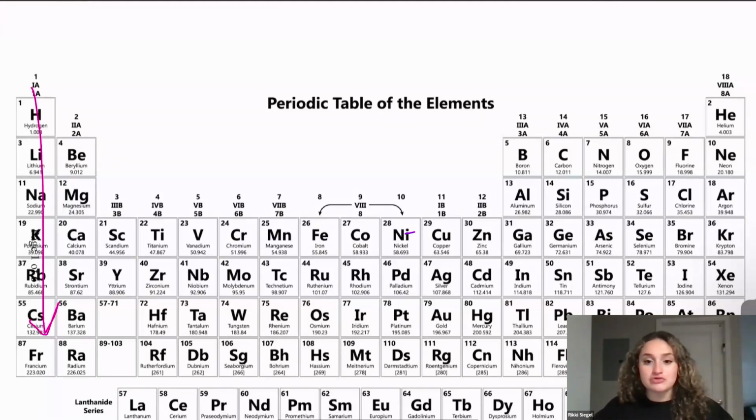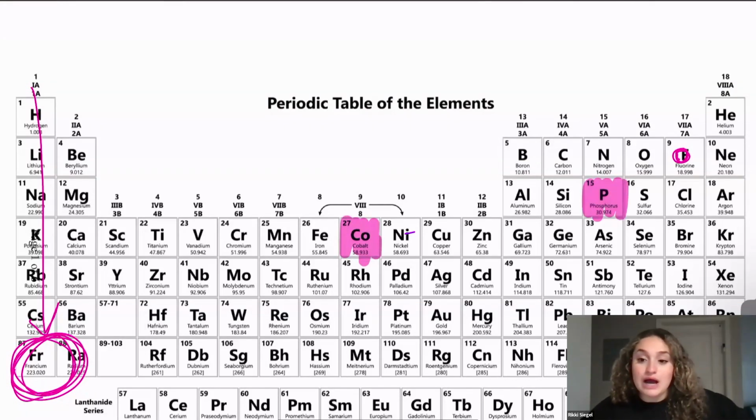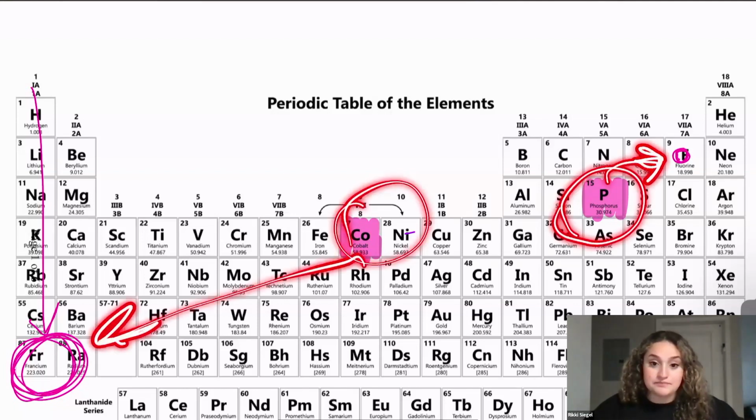Now, as you go down a row, the size gets bigger. So the general rule is fluorine is the skinniest atom there is. Francium, if you go to France, you're going to eat all of the pastries and you're going to get really fat. So francium is our fattest atom. So if we are comparing cobalt to phosphorus, and I were to ask you who has a bigger atomic radius, whoever's closer to fluorine is smaller. Whoever's closer to francium is bigger.